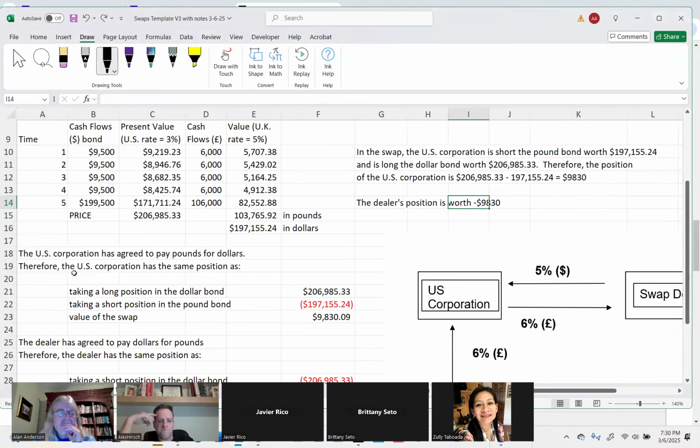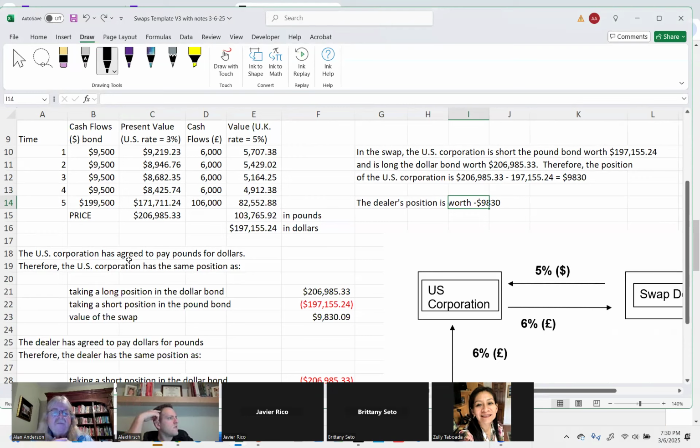So in other words, I'm paying pounds for dollars. Therefore, it's as if I own the dollar bond, but I'm short the pound bond. And the swap is therefore worth, in my favor, 98.30.09.